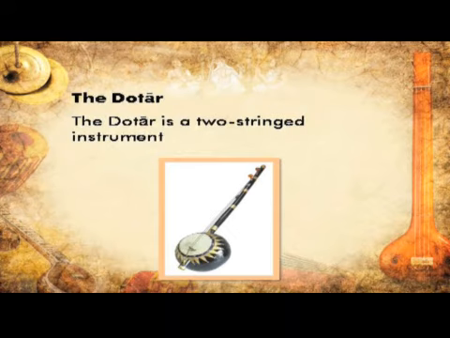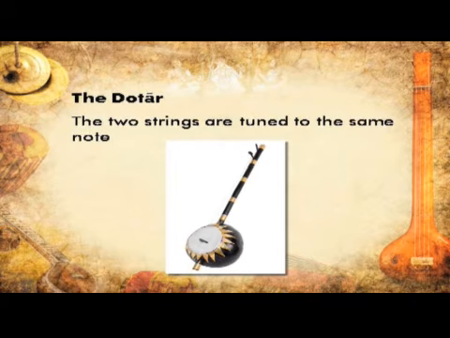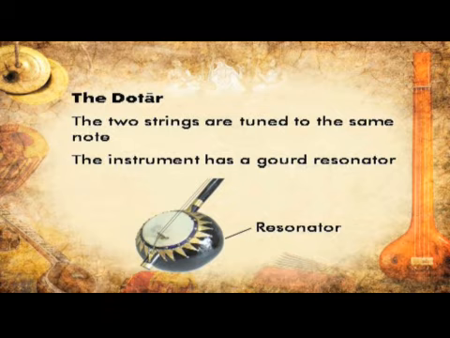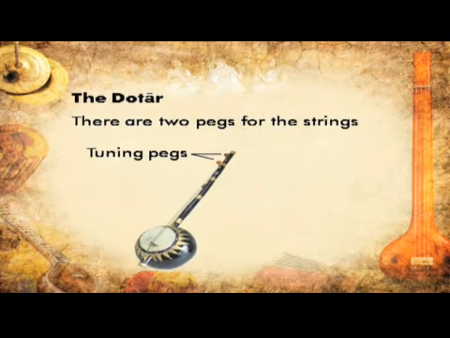The dotar. The dotar is a two-stringed simple instrument that resembles the ektar. The two strings are tuned to the same note, that is, the tonic note of the performer. The instrument has a gourd resonator and from it runs the dandi or the stem. At the other end, there are two pegs for the strings.